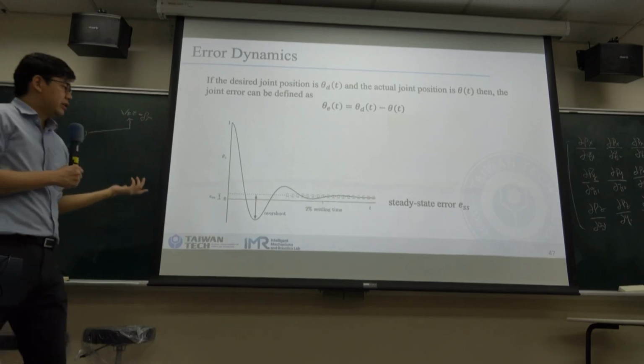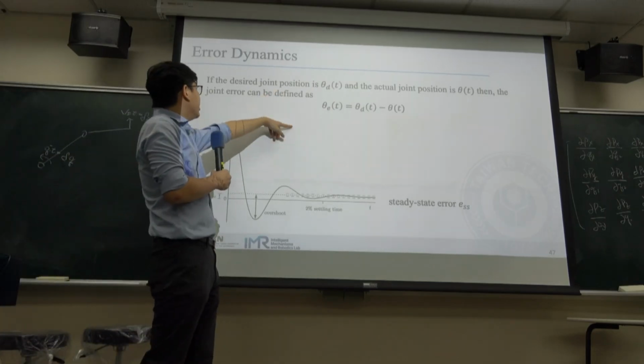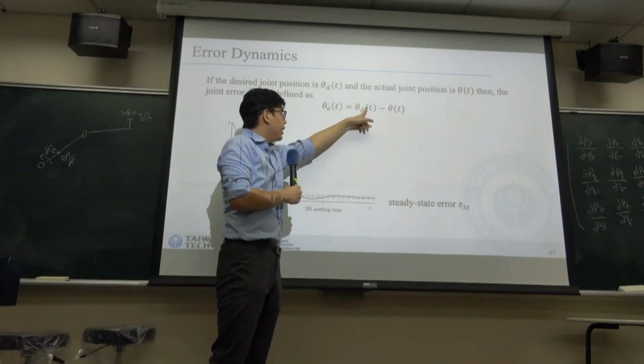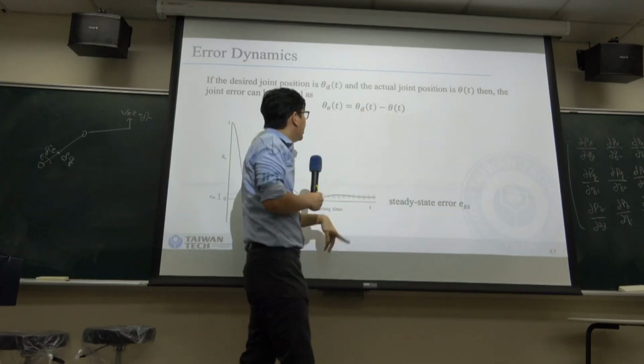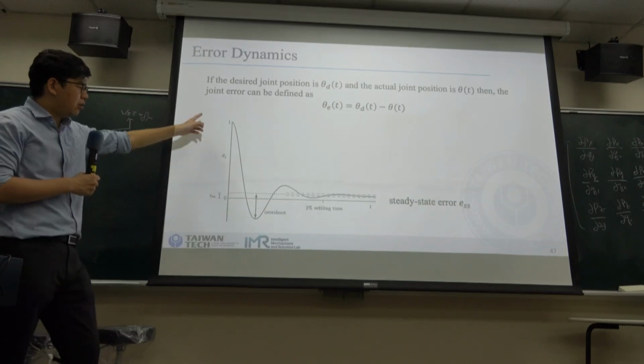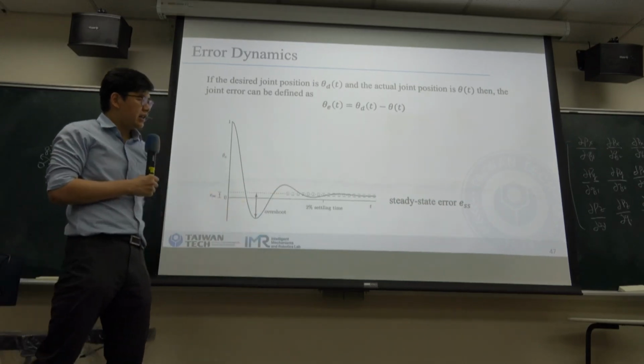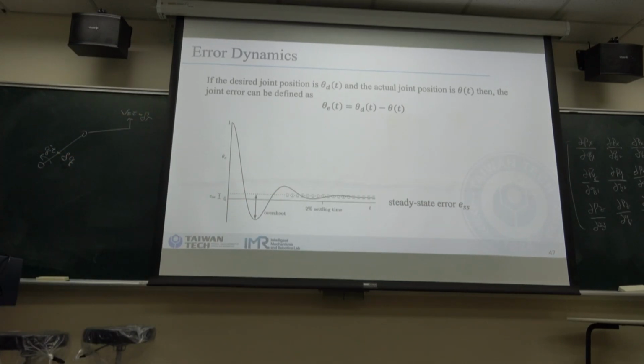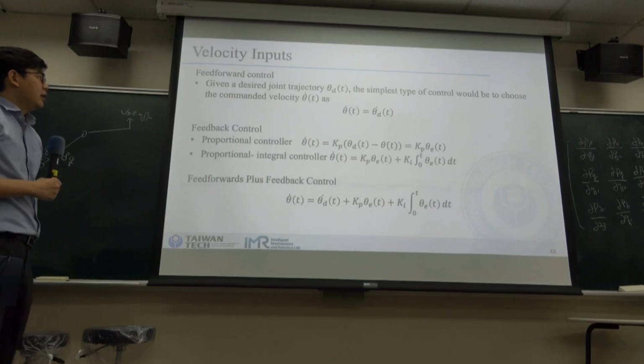And because we know that we have errors, this is the desired data, and this is our current. So if you subtract it, it's the error. And this is how we try to find the steady state of the errors.